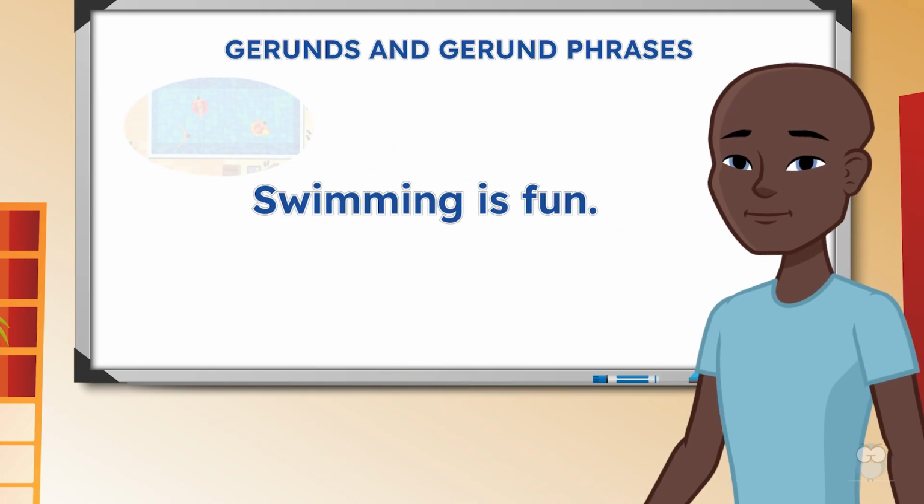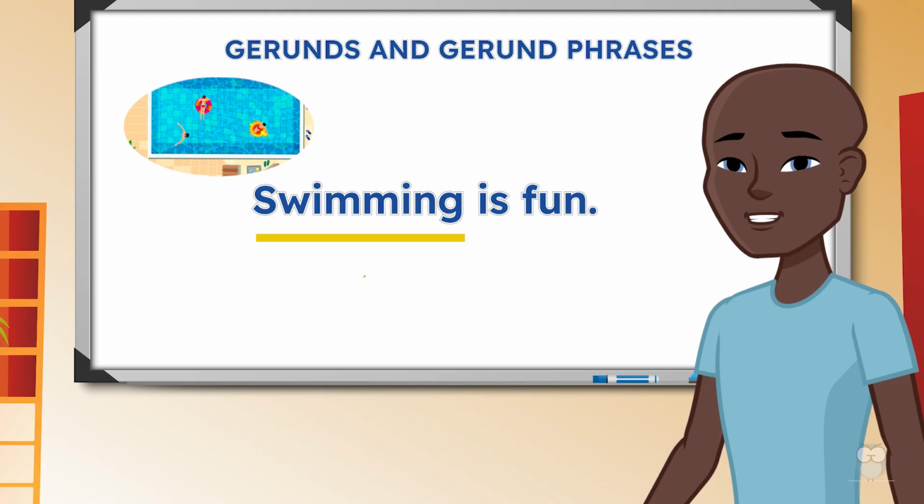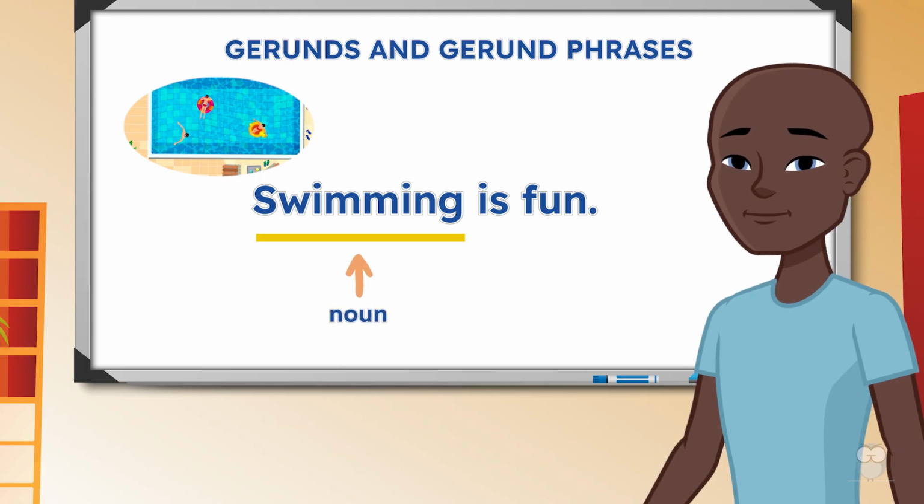Swimming is fun. The word swimming looks like a verb at first, but here, it's actually a noun. It's the subject of the sentence. So when we see a verb form ending in ing and function as a noun in the sentence, we call it a gerund.